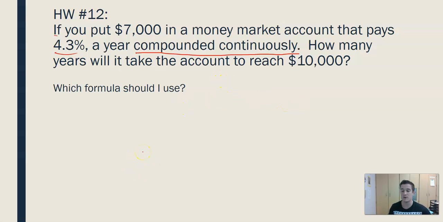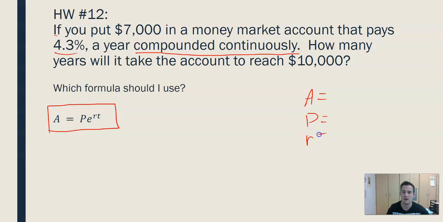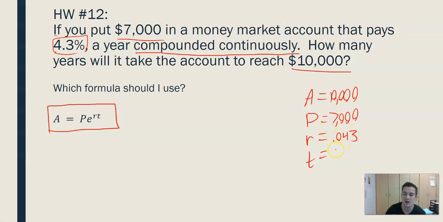So first of all, which formula am I going to use? My continuously compounding interest formula. So I need to find A, P, R, and T. What's my A? How much do I want eventually? I want $10,000. What's my P? How much am I starting with? Well, I'm starting with $7,000. What's my R? What's my interest rate? Well, that's 4.3% or 0.043. What's my time? How long is it going to take? Well, that's what I don't know. That's what I'm going to try to find.